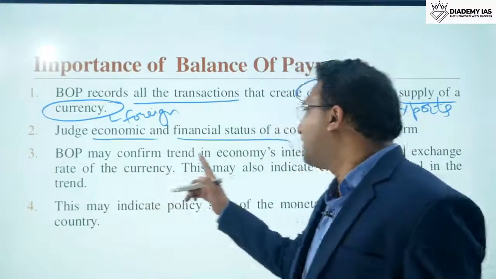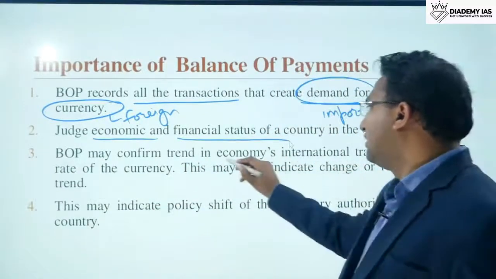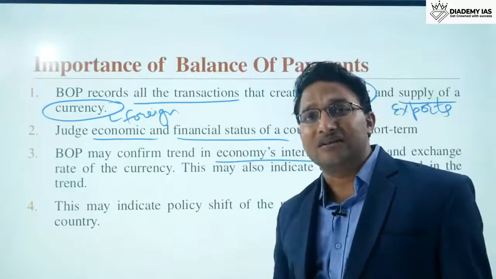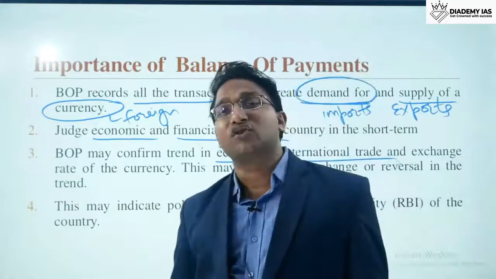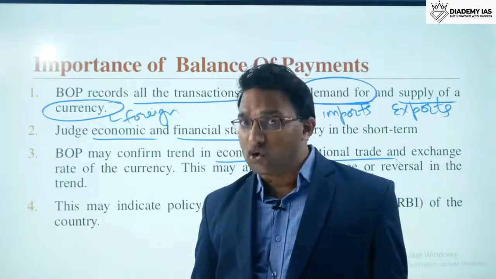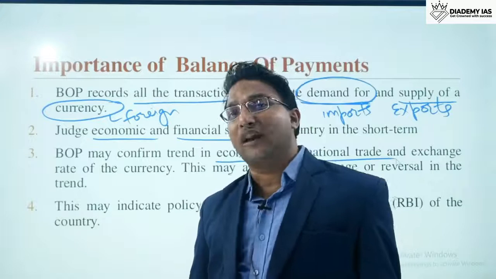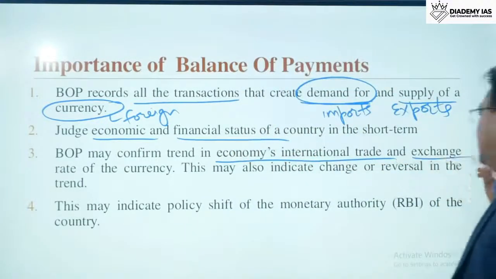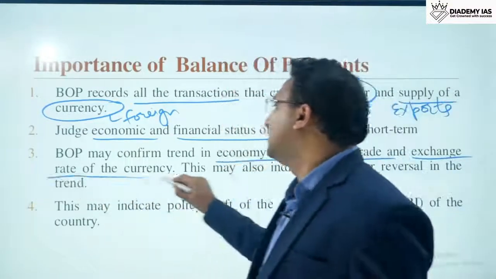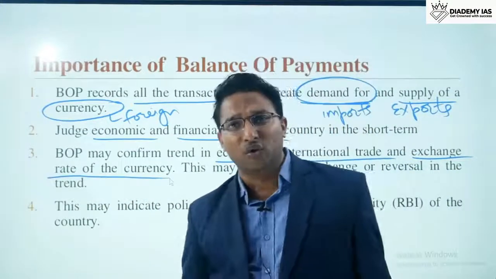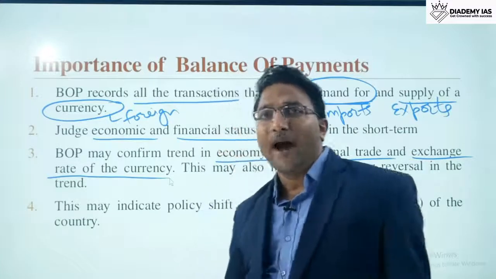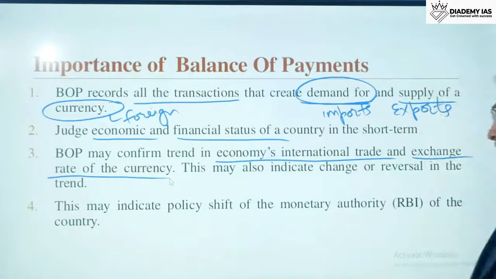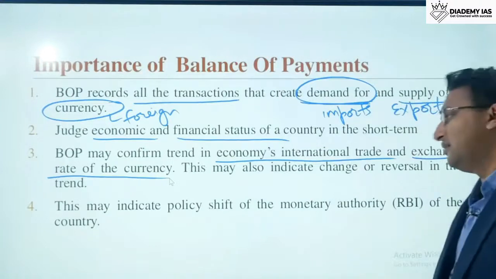The BOP may confirm the trend in the economy's international trade, right? So whether international trade is increasing or decreasing, what is the share of India in the total exports of the world, what is the share of India in the total imports of the world. That trend can be seen. And the exchange rate of the currency: why is our exchange rate increasing? Is it because of high demand or because of less supply? Why is the cost of imported goods increasing or decreasing? All these trends we can see.